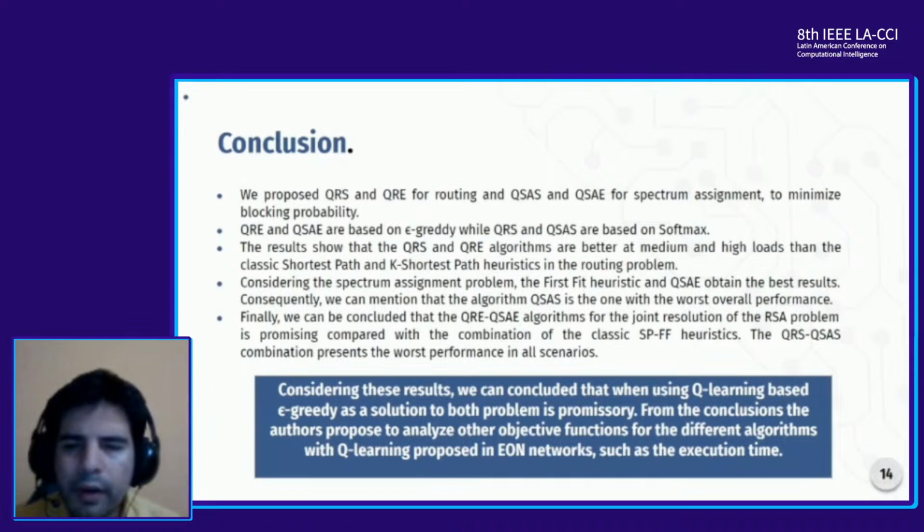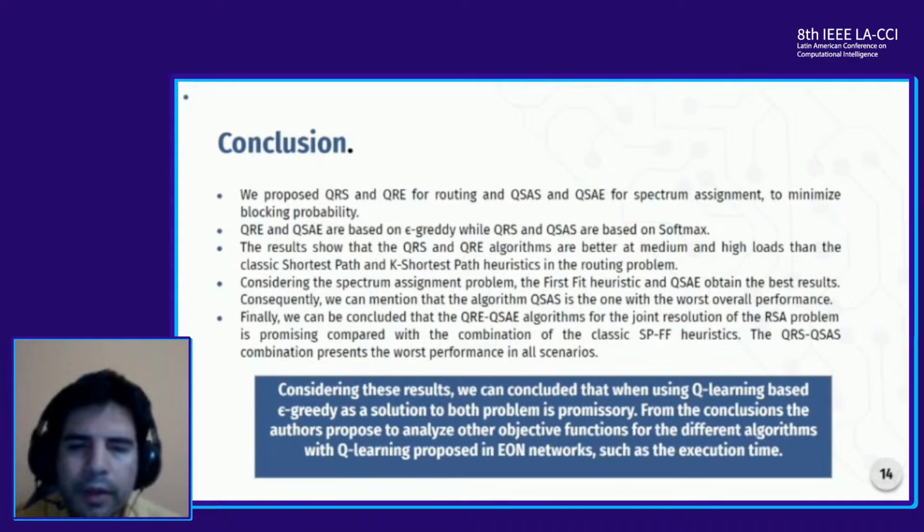Finally, we can conclude that the QRE and QSAE algorithms for the joint resolution of the RSA problem are promising compared with the combination of the classic SPFF heuristics. The QRS QSAS combination presents the worst performance in all scenarios.